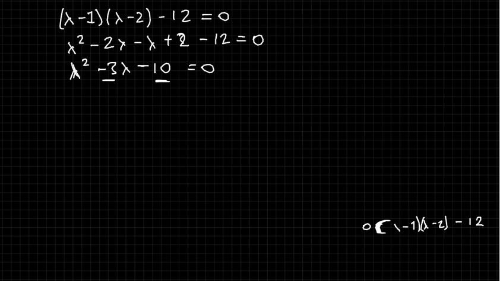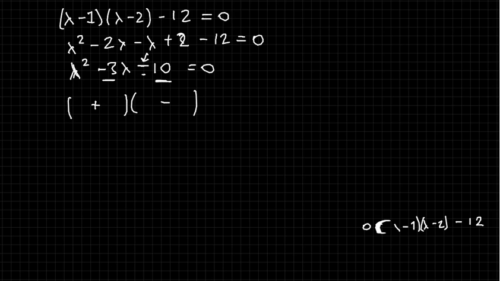Lambda squared minus 3 lambda. So we've got negative 12 plus 2, which is going to be negative 10. Alright, so now we have to solve the quadratic. We could put it into the quadratic formula, which would take us some time, or we can try and find two numbers that will add to give us negative 3 and multiply to give us negative 10. So let's think of those two numbers.